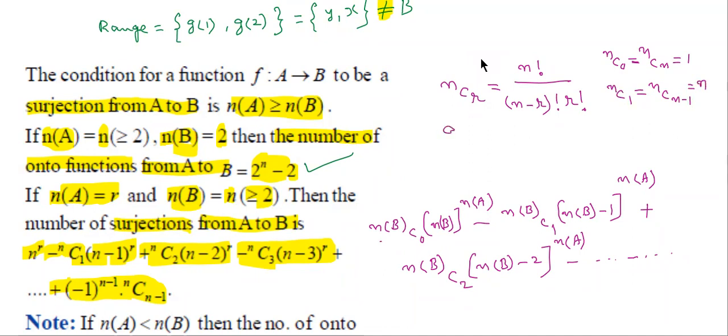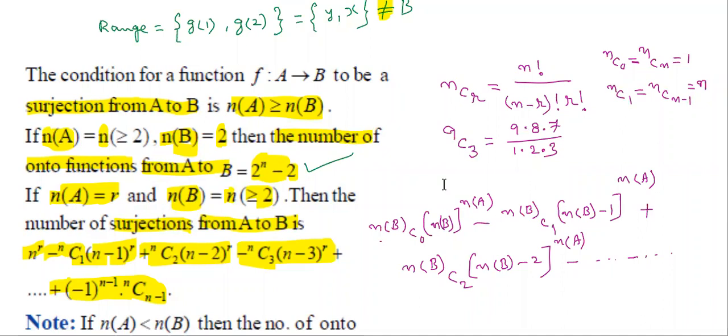Or suppose 9C3, how to write? 9, we can write decreasing 3 times: 9 into 8 into 7, divided by the denominator, we can write 1, 2, 3. This is the procedure. We will discuss it later in second year, no problem. Whatever formulas I have written, copy them and learn the formulas by heart.